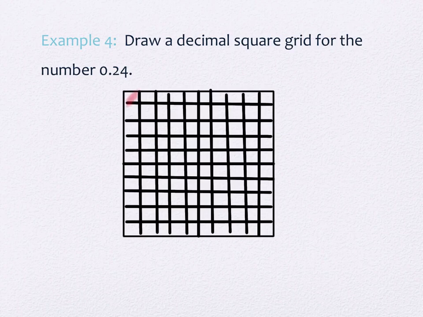Well, it means that if you fill in 10 of them, you might as well fill them all in one row, right? And then 10 more makes 20, and then an additional 4. If you pick a random 24 little boxes and start shading them in, I'm going to start being a little bit grumpy. Okay? But this would be 24 hundredths in terms of a decimal square grid.